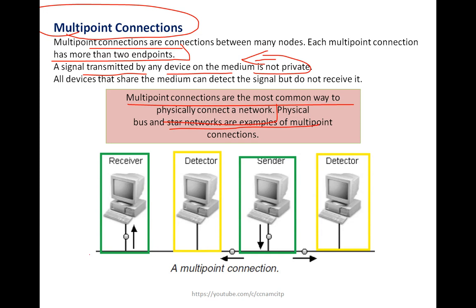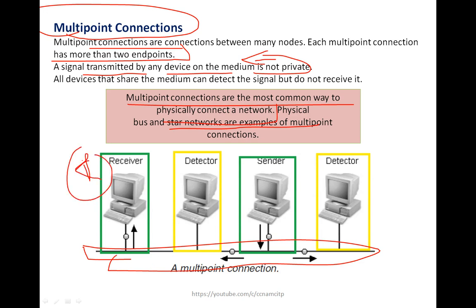So as you can see here, all these systems are connected through one cable, okay. This is a bus, you can consider it a physical bus. Now this one is your receiving device, okay, and this is your sender. So what will happen, some data is coming from here and it is going to this side. This device is detecting that some data is going, but it will not receive it because it is not participating in this. And even this one is detecting, but it will not receive that data. That is known as multi-point connections.